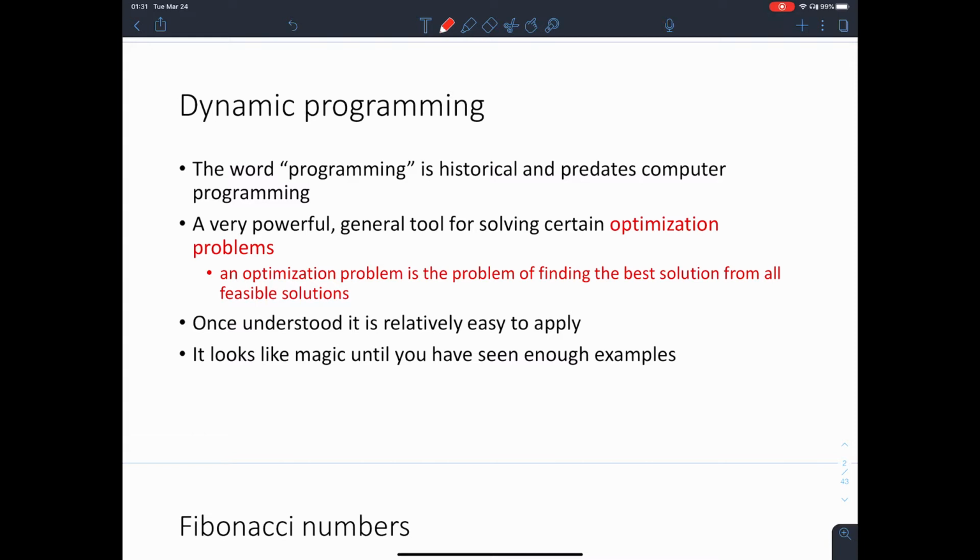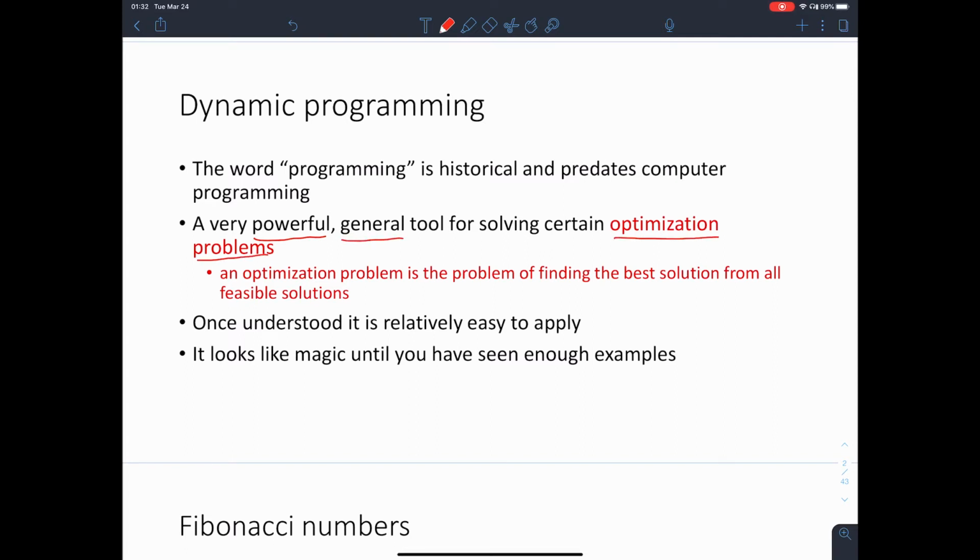Historically, the word programming in dynamic programming and computer programming has no relationship. The programming in dynamic programming was used long before computer programming was introduced. Dynamic programming is a very powerful and general tool for solving certain optimization problems.